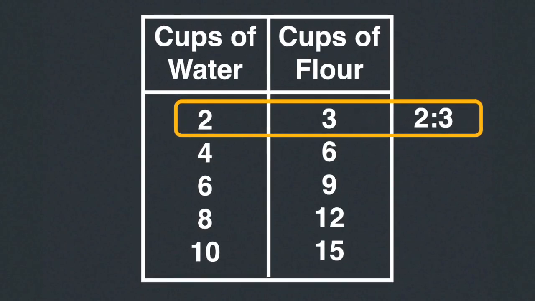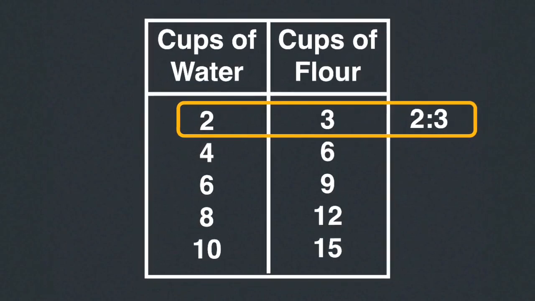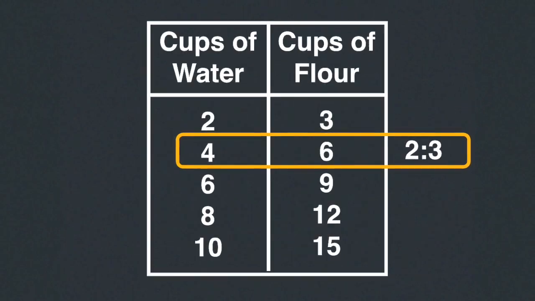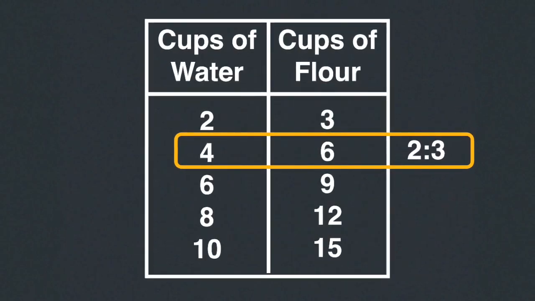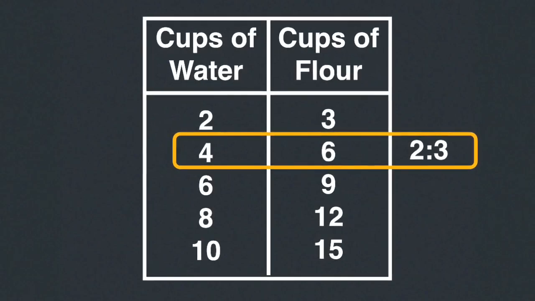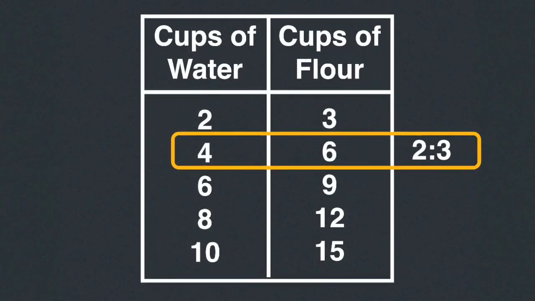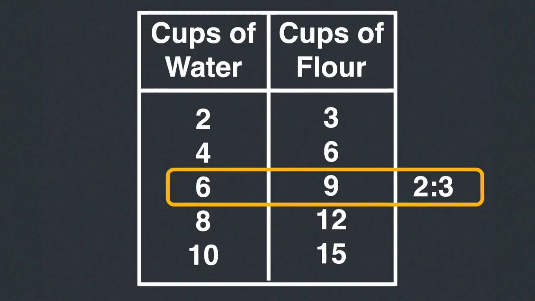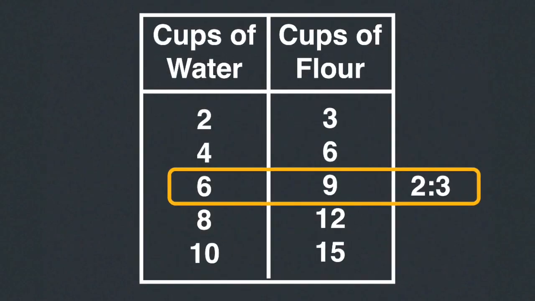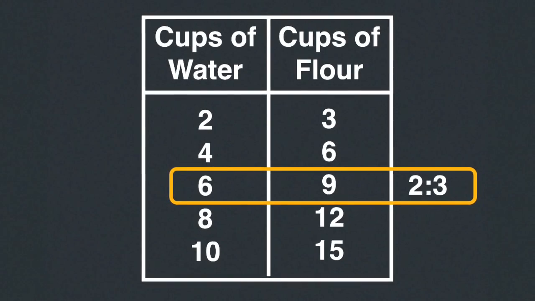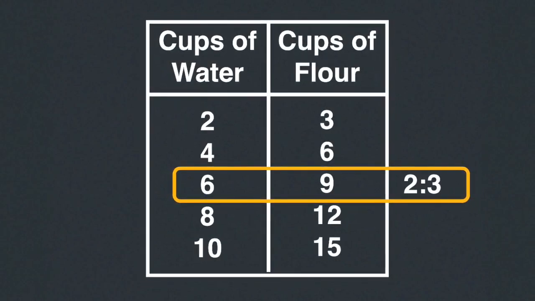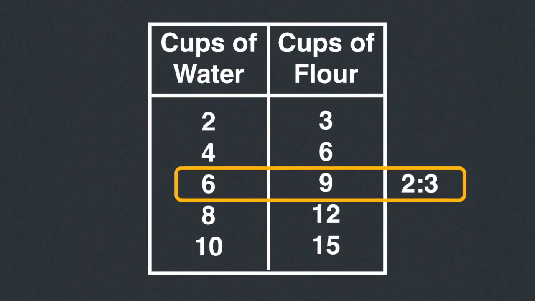Check this out. What's the ratio on our 2 cups of water and 3 cups of flour? 2 to 3. What about the ratio of 4 cups of water to 6 cups of flour? Isn't that 4 to 6? Well, yes, but it can be simplified. An equivalent ratio of 4 to 6 is 2 to 3. And the same can be said for 6 to 9. We can make groups of 3. 6 divided by 3 is 2, and 9 divided by 3 is 3. So we have 2 to 3 again.